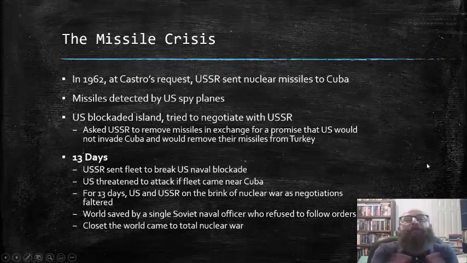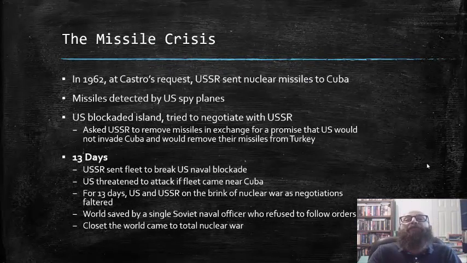Naturally, after the failed Bay of Pigs invasion, Castro became very paranoid that the U.S. would again attempt to overthrow his regime. So in 1962, at Castro's request, the USSR sent nuclear missiles to Cuba. These missiles were pretty quickly detected by U.S. spy planes, and after they were detected, the U.S. initiated a blockade of the island, trying to stop any commercial or military traffic to and from the island, and tried to negotiate with the Soviet Union.